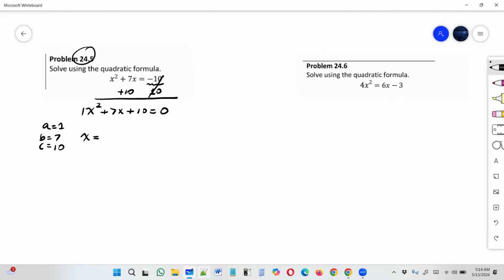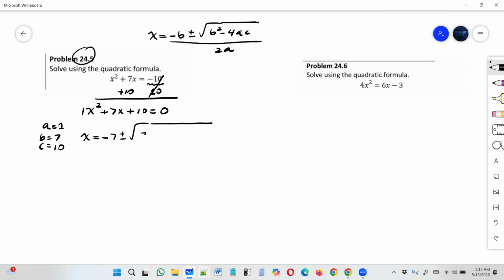We now are going to write the quadratic formula, which is, I'm going to write it over here in case you forgot, minus b plus or minus the square root of b squared minus 4ac. Notice everything over 2a, not just the radical, everything over 2a. So minus b, minus 7, plus or minus square root of b squared, 7 squared, minus 4 times a times c, everything over 2 times a, which is 2 times 1.